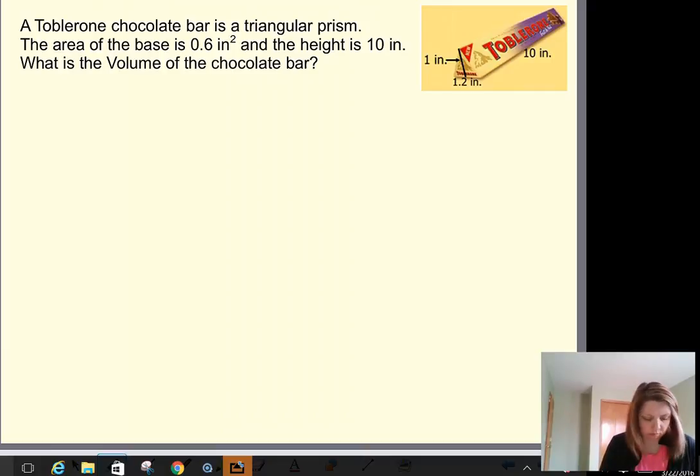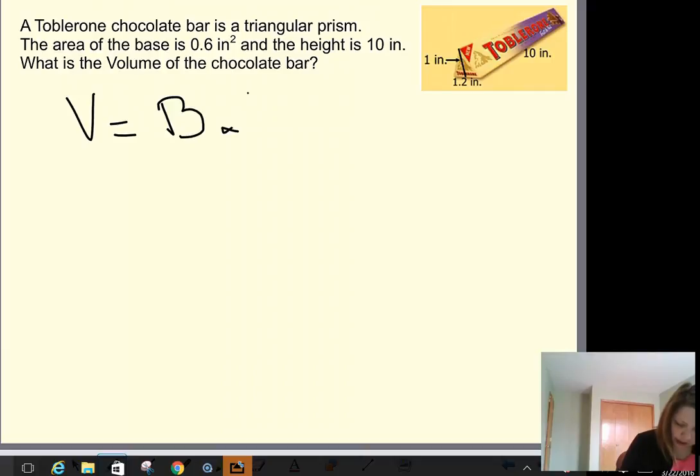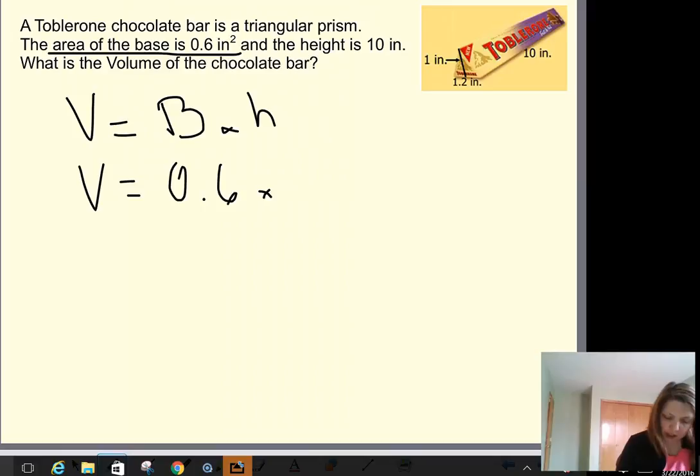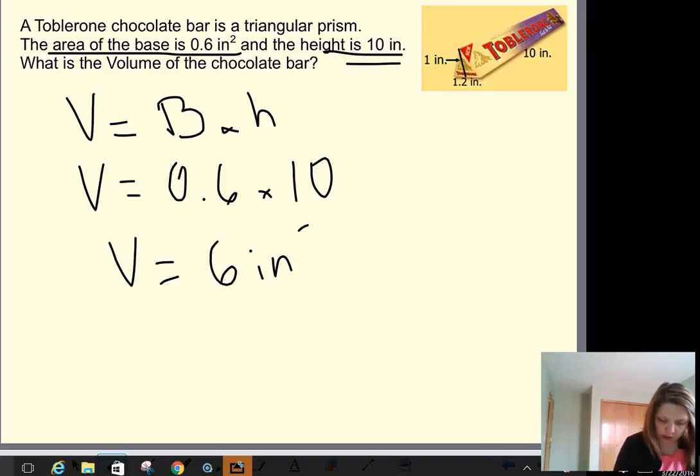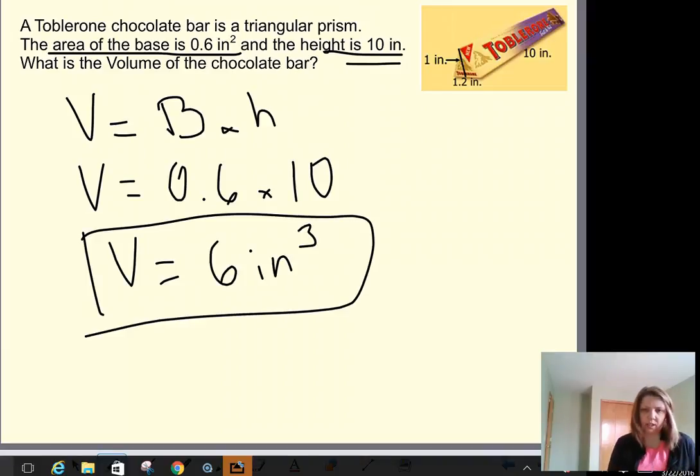So, the volume for this chocolate bar, we will be using area of the base times the height. So the volume will be B times H. And we already have given that the area of the base is 0.6, so the volume will be 0.6 times height, which is 10 inches, which means the volume will be 6 inches cubed. Final answer for this example.